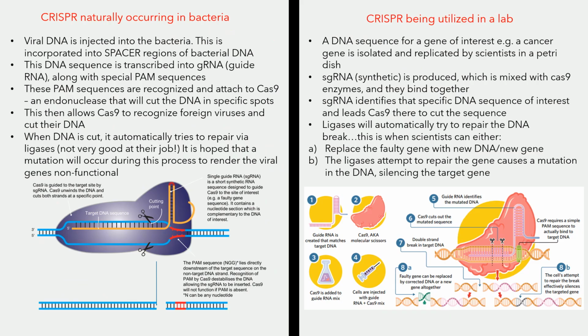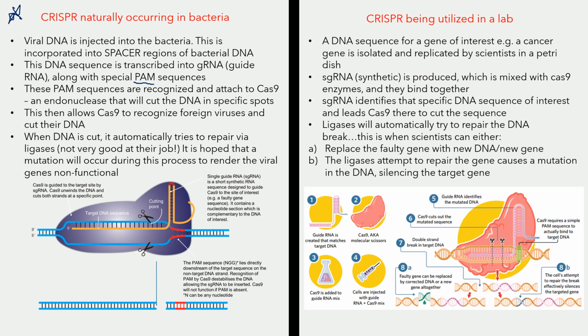Okay, so let's have a look at that process summarized. So I've summarized it on the left-hand side. This is how it occurs in bacteria, and then we'll go through the right-hand side, how we utilize it in a lab. So just as I said, the viral DNA is injected into bacteria and is incorporated into a spacer region. So they're originally protospacers, they become spacer regions of the bacterial DNA. This DNA sequence is then transcribed into guide RNA and has those special PAM sequences, which basically help the Cas9 to not hurt bacterial DNA.